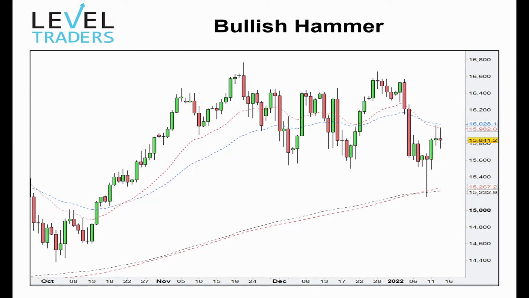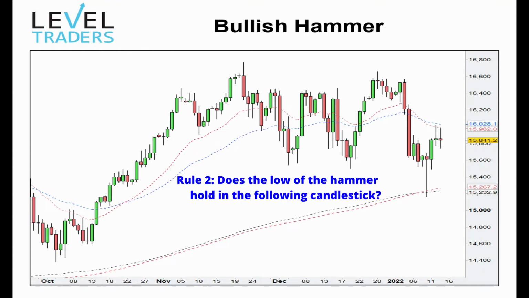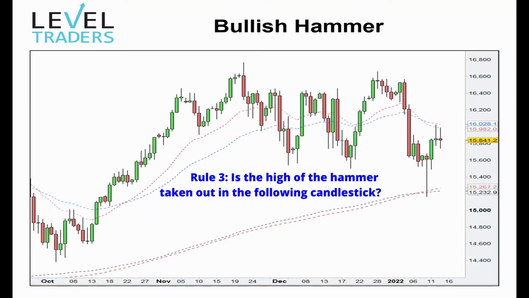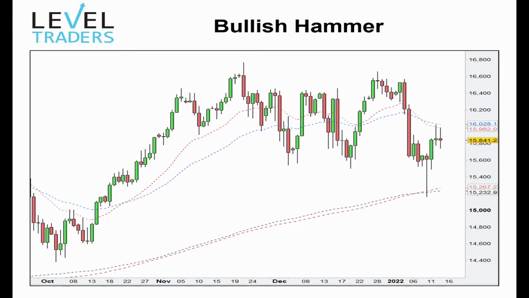So we've discussed what a hammer looks like, both bullish and bearish, but how do we turn that into a strategy? Well, with a set of rules. So a few rules that I utilize for trading hammer reversals. So the first rule, the size of the body of the hammer. How big is it? Second rule, does the low of the hammer hold in the following candlestick? And the third rule, is the high of the hammer taken out in the following candlestick? So here is a chart of the Nasdaq 100 from October to mid-Jan.